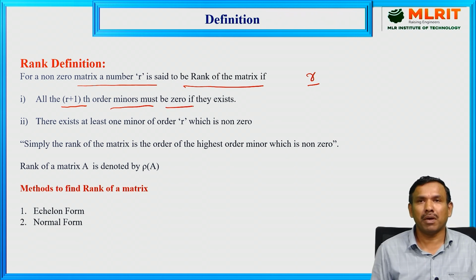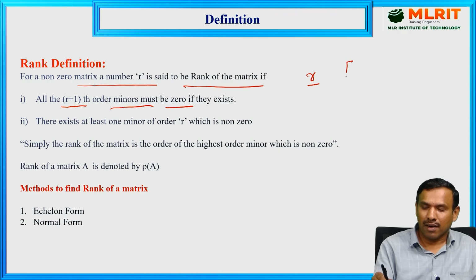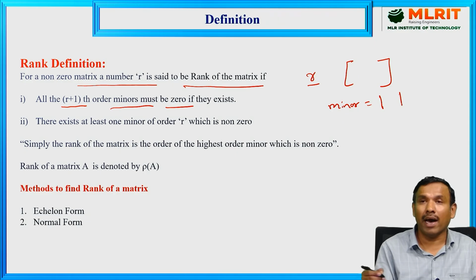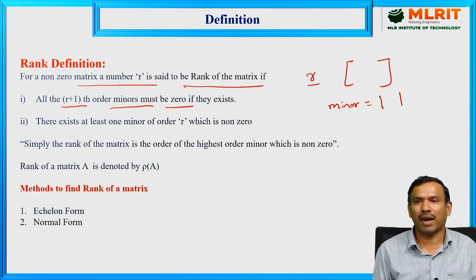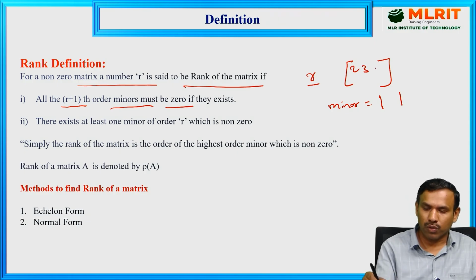Then what do you mean by a minor? Right? For a given matrix, what is a minor? A minor is the determinant of a square submatrix obtained from the matrix. Let us have 2, 3, 4, 1, 5, 0. In this one I am taking one submatrix: 2, 3, 1, 5.